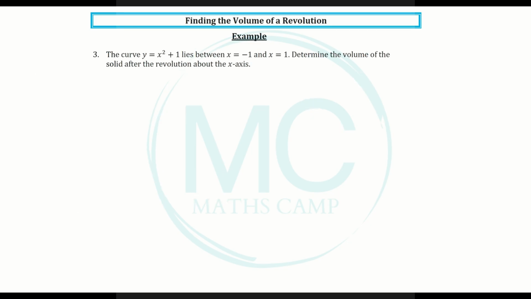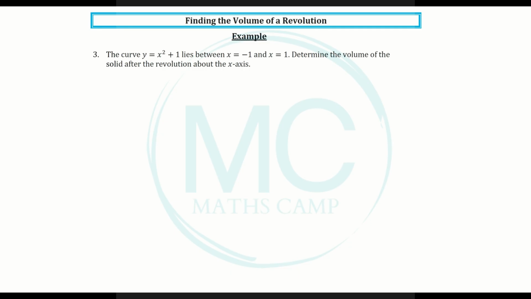Let's look at one more example. The curve y is equal to x squared plus 1 lies between x equals negative 1 and x equals 1. Determine the volume of the solid after the revolution about the x-axis. Now please remember, when you're working with volume, with revolution, it will always be 360 degrees. If it is not stipulated, it is still 360 degrees. So we tackle this question in the same way as we've done all of our others.